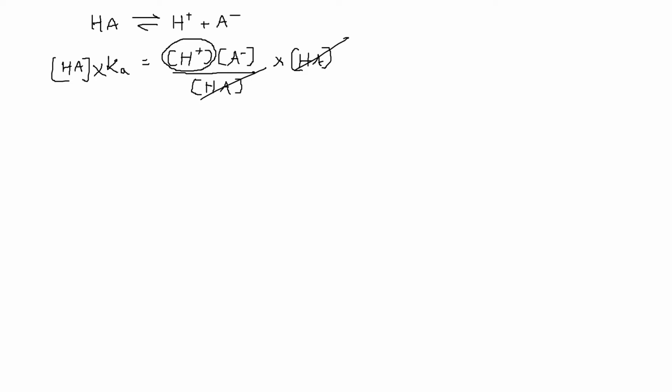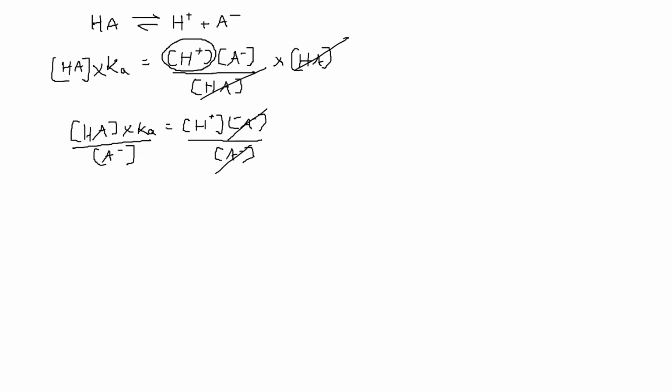So now we need to divide through by A minus. Let's just write this out again here. HA multiplied by Ka equals H plus multiplied by A minus, and now we're going to divide through by the concentration of base, like this, and now these two terms cancel. Now we're left with the H plus concentration of dissociated acid by itself, which is what we wanted.